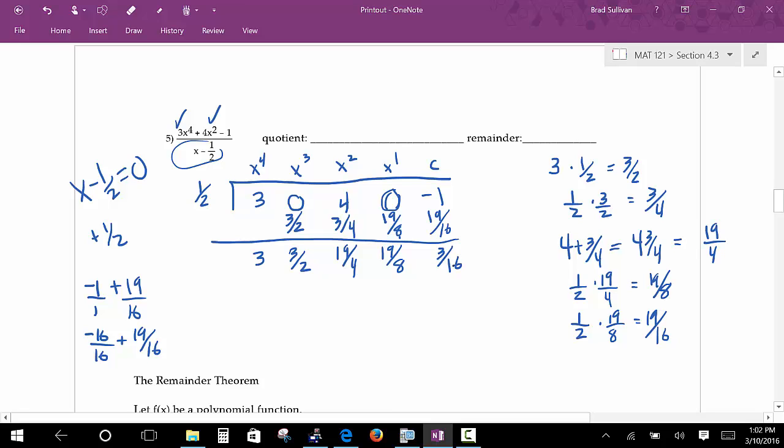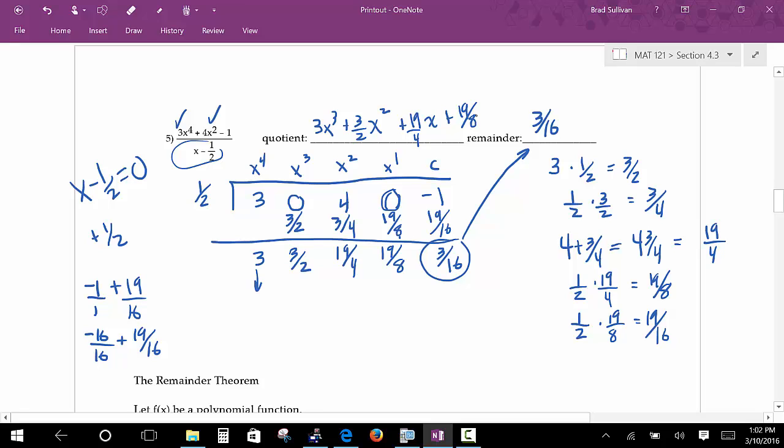It's the same process, but you do have to deal with the fraction arithmetic. And you can't get rid of the fractions on this. You just have to deal with it. You have no choice. So your remainder is 3/16. And then the 3, what power is the 3 going to be in this result? That's going to be third power. So 3x to the third, plus 3/2 x to the second, plus 19/4 x to the first, plus the constant term, then that would be your answer, like that.